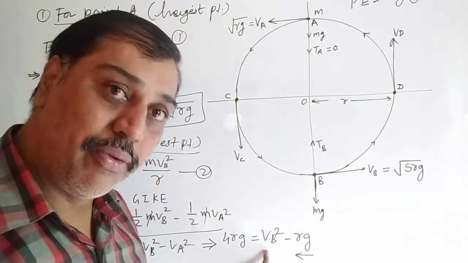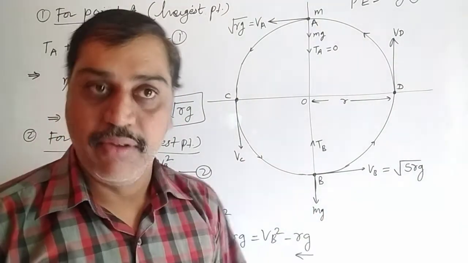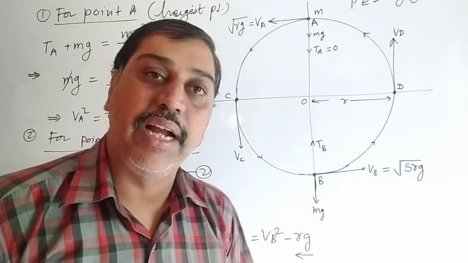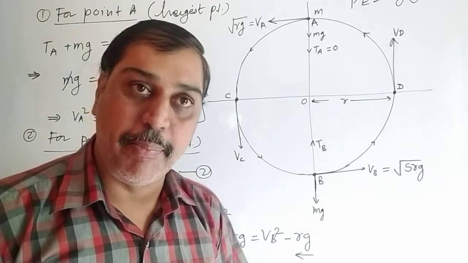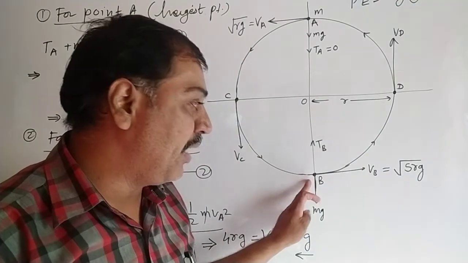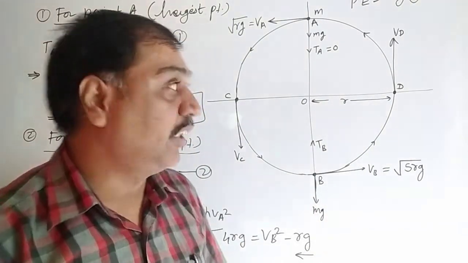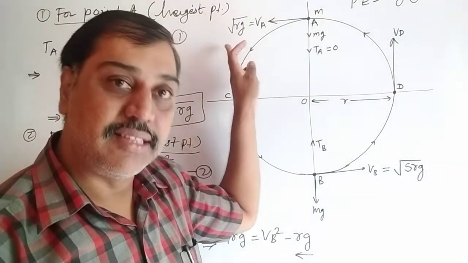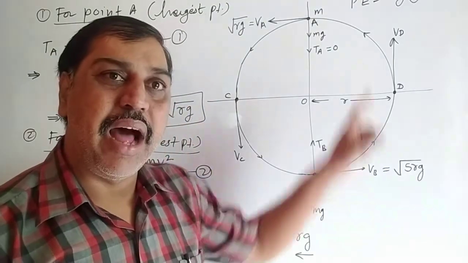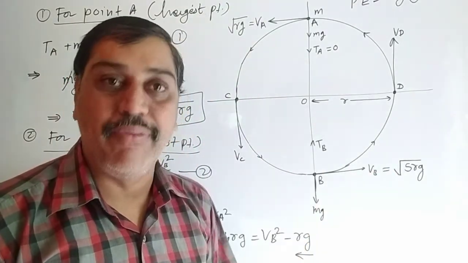Find out the value of vB, it comes in square root of 5rg. So we get this value as the velocity of the particle. When it comes at point B, its velocity is root 5rg. At A, its velocity is root rg. What does it mean? The particle is moving with a variable velocity.